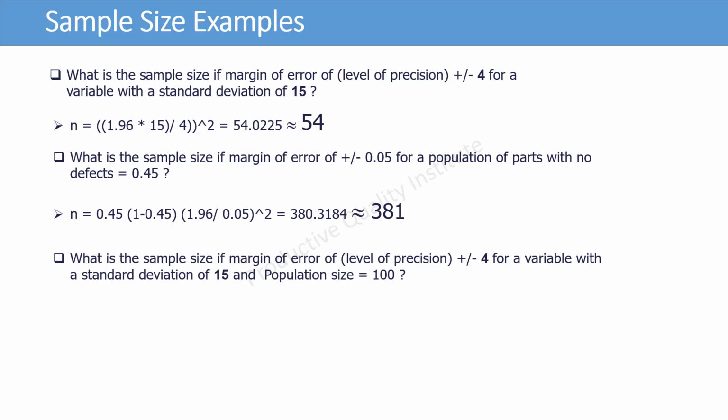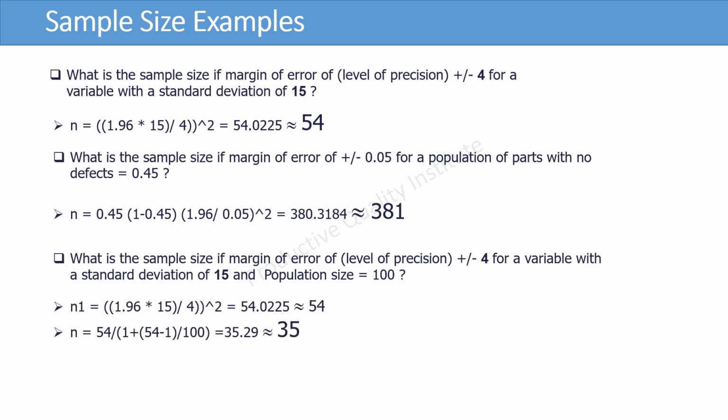What is the sample size if the margin of error, or level of precision, is plus or minus 4, for a variable with a standard deviation of 15, and the population size is equal to 100? The population is finite, and sigma is known, so n1 is equal to z times sigma, divided by e, all to the power 2. After calculation, we found that n1 is equal to 54. Recalculate n for the finite sample size, n is equal to 35.